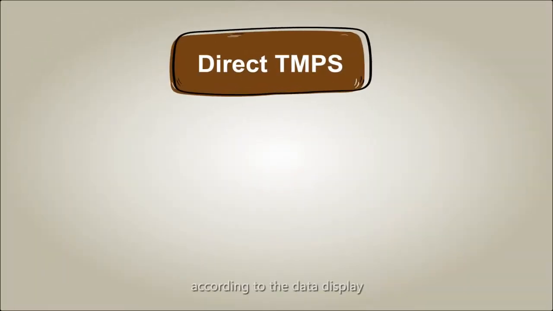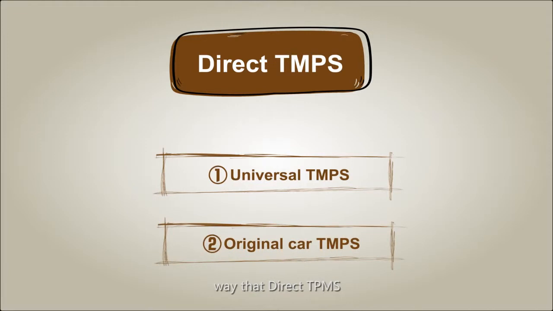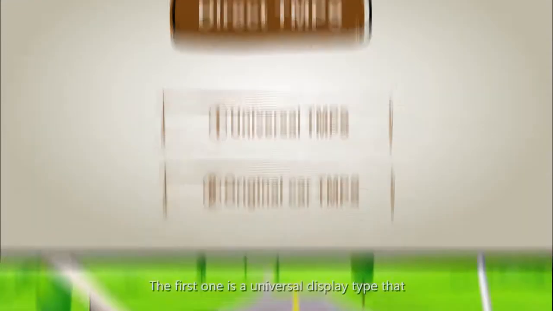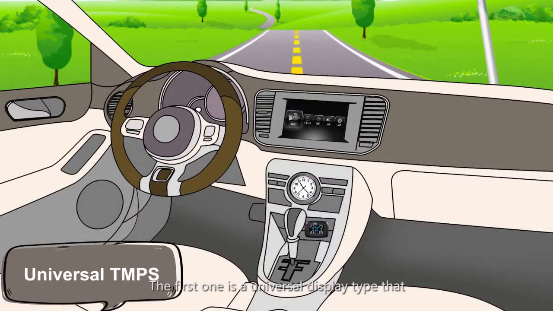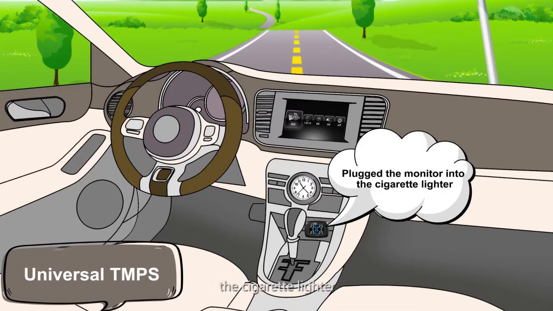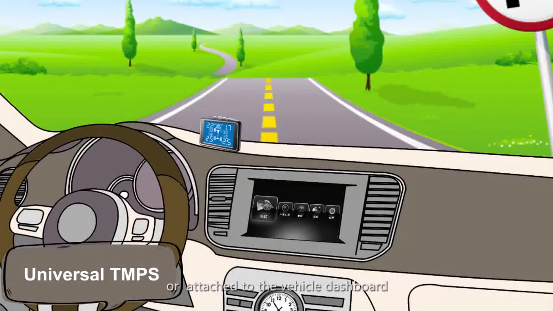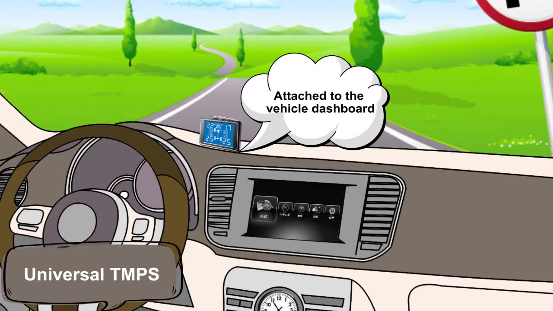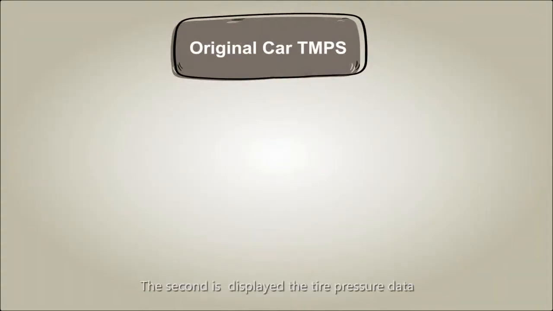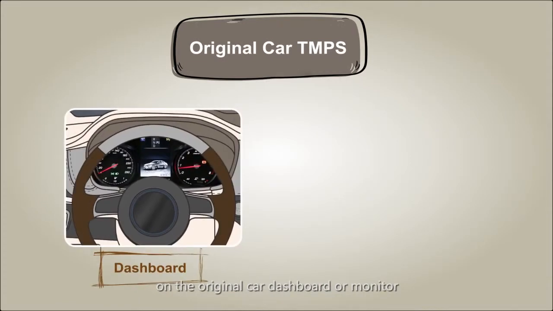As for the ways of data display, direct TPMS can be 2 types. The first one is a universal display type, where the monitor is plugged into the cigarette lighter or attached to the vehicle dashboard. The second displays the tire pressure data on the original car dashboard or monitor.